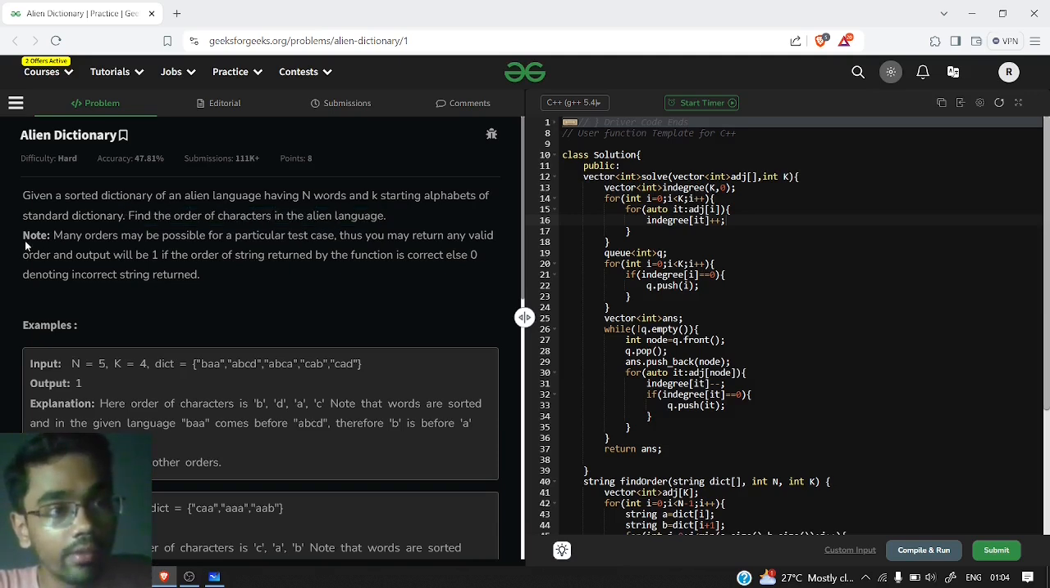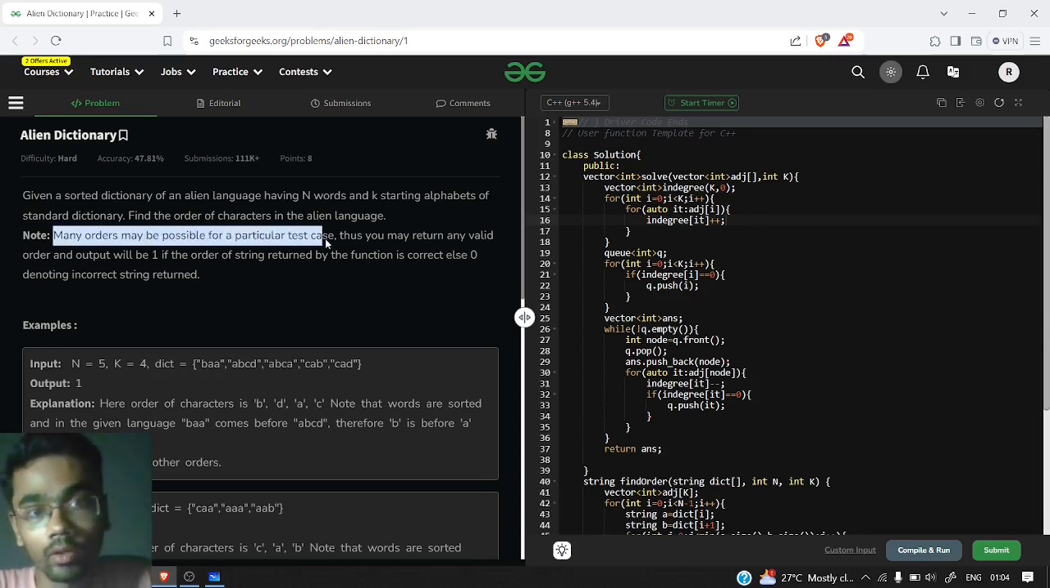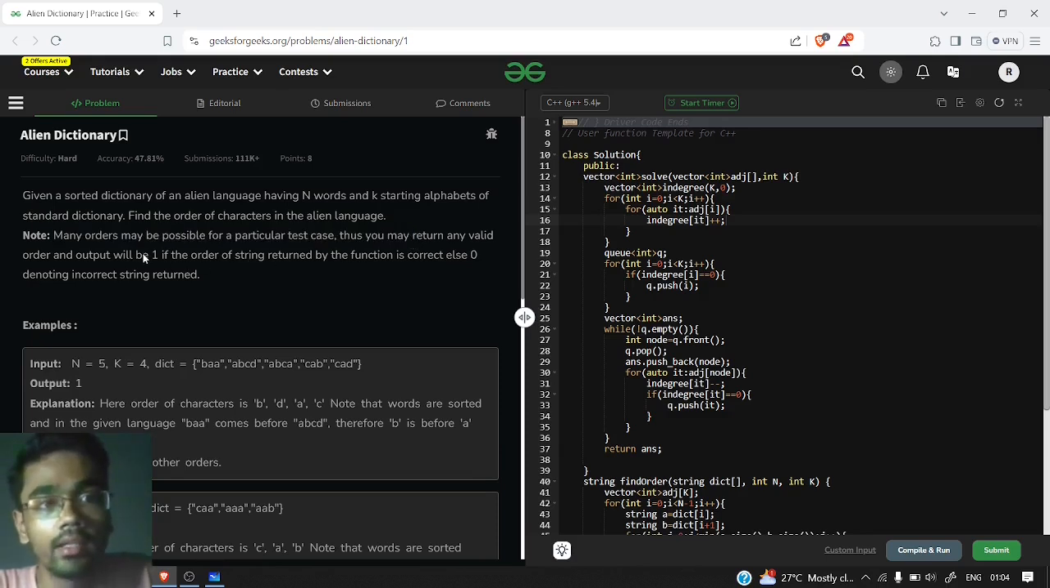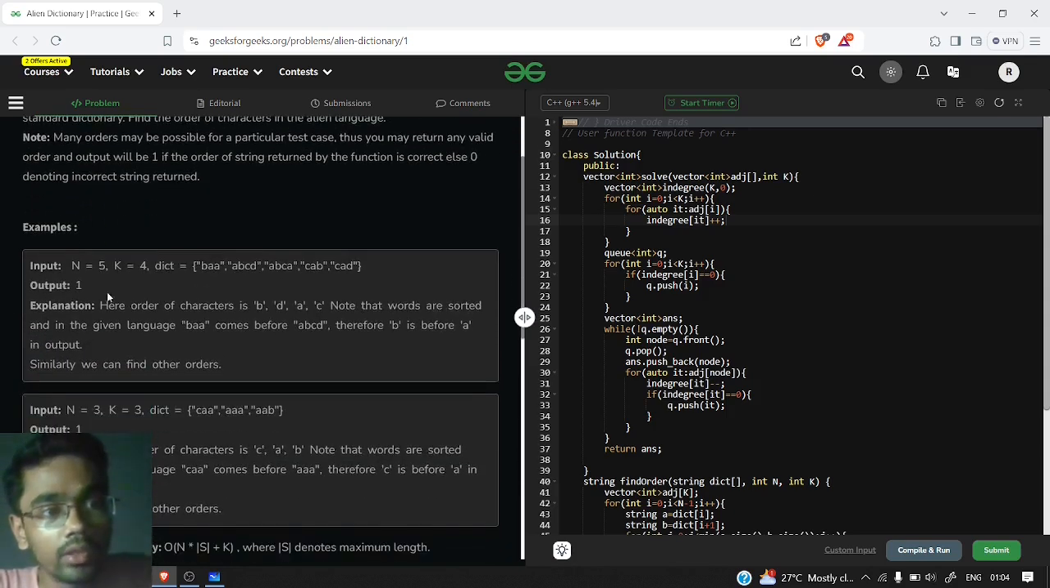Now they have also given an additional note that many orders may be possible for a particular test case, and thus we may return any particular order and the output will be 1. That means the string returned is correct, otherwise it would be 0, denoting that it is an incorrect string that we have returned. So let us see this first example and try to understand what the question is saying and derive some solution out of it.